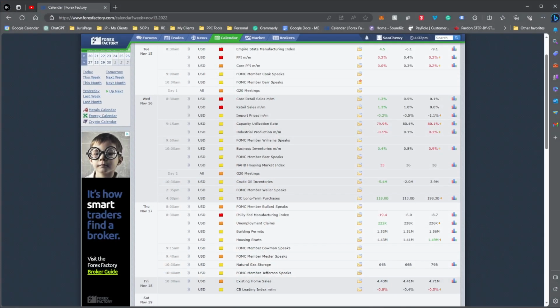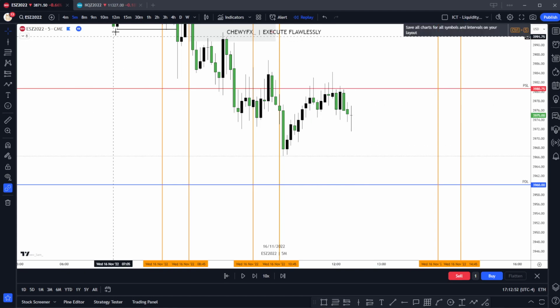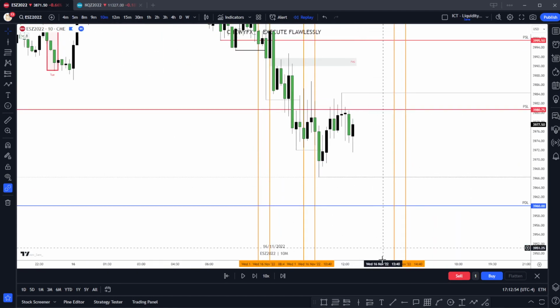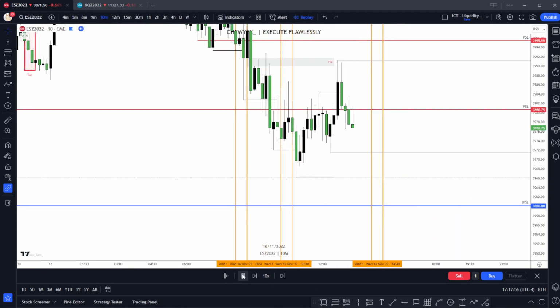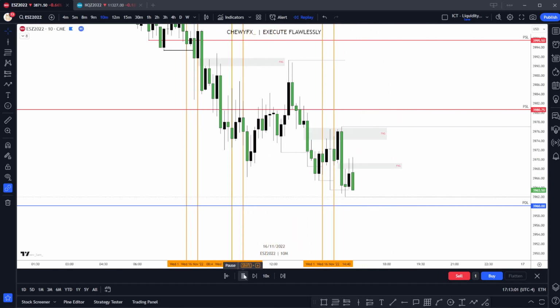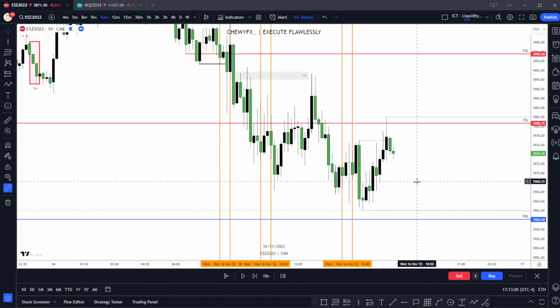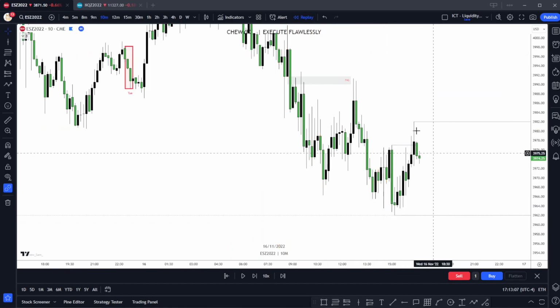There was also FOMC Waller at 2:35. I forgot to mark that down. So we want to have this set for 2:15 to 2:45. Perfect. Go to the 10-minute here. Okay, I guess it didn't even end up sweeping the previous day low at all, so it was just a really slow day overall on ES.